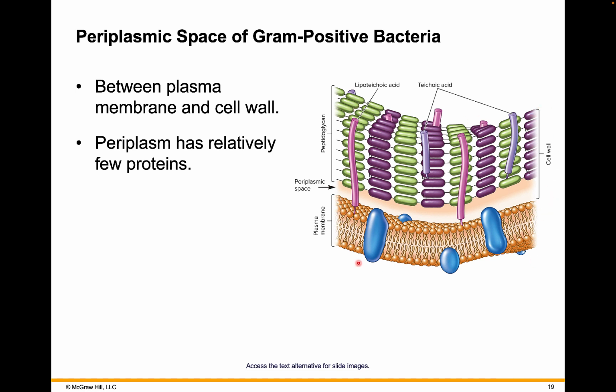You have a plasma membrane and a thick cell wall. Now, what we are going to see is that in gram-negative bacteria, there is an area which is called the periplasmic space. And here is where the periplasmic space is in a gram-positive bacteria.